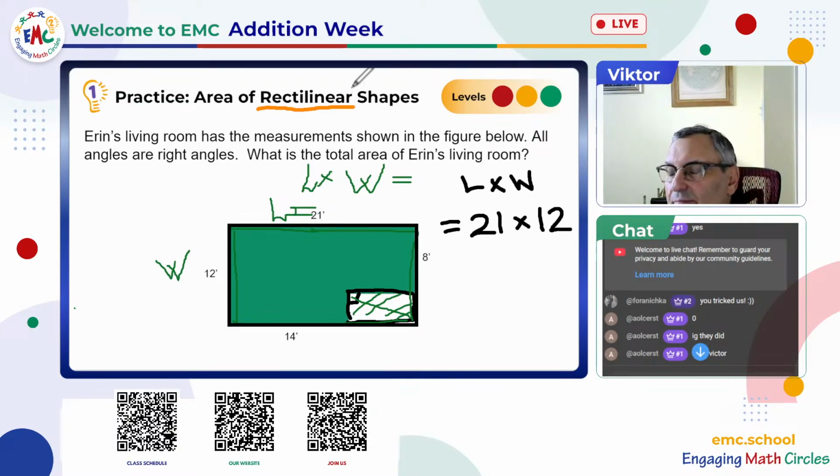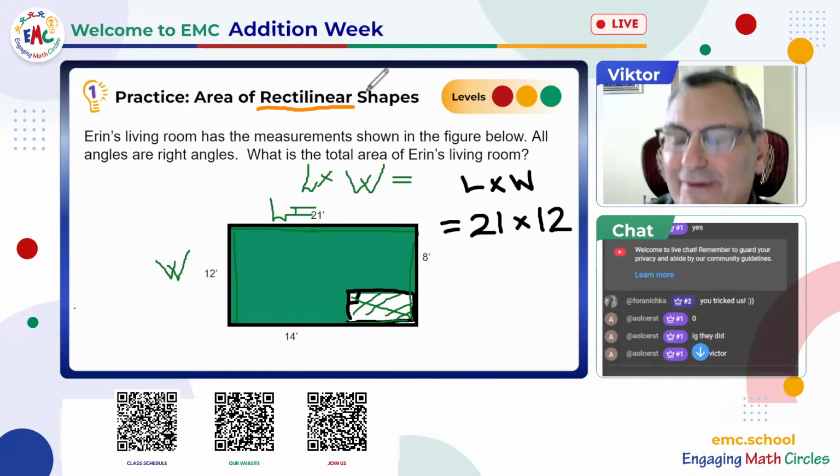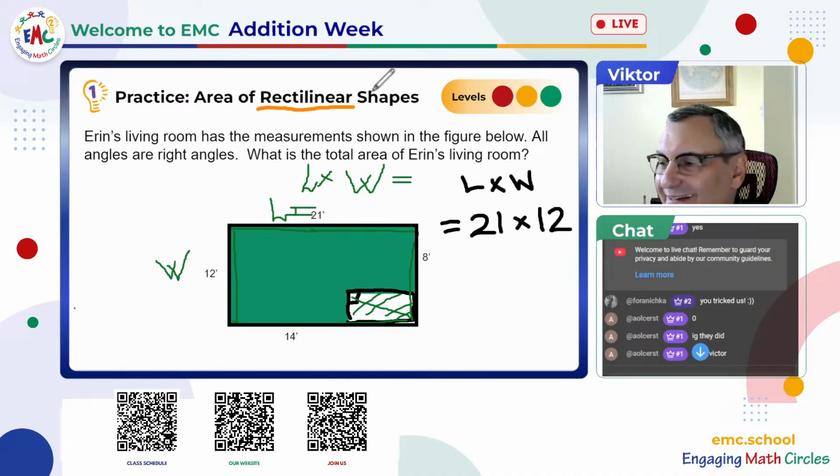So how would we multiply 21 by 12? Well, don't you know your 21 times tables, Victor? I don't remember, but I know how to multiply. There are a few different ways we can do it. For example, we can multiply 21 by 10 and then add 21 multiplied by 2. That should be quite easy, right?